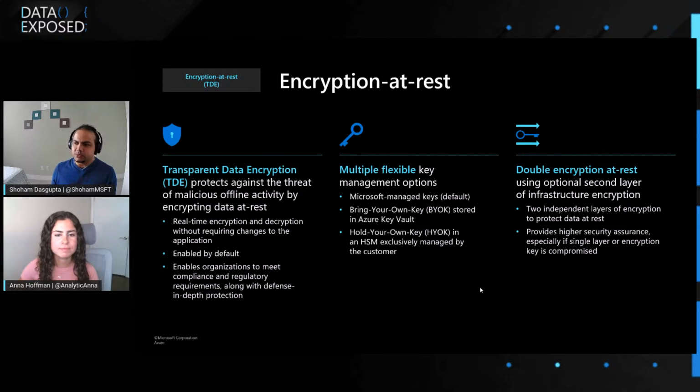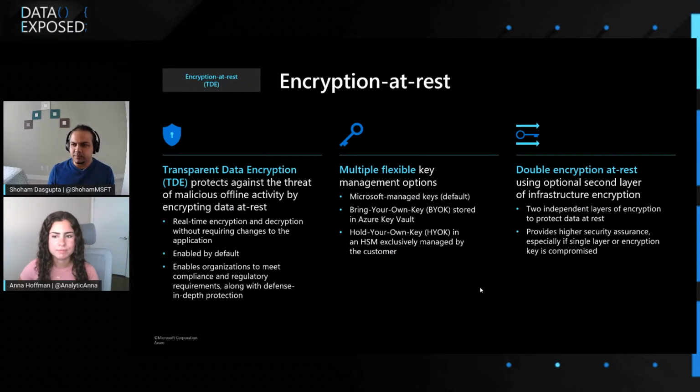Now, you would think, why do I need two independent layers of encryption? Is TDE itself not enough? While TDE itself is a very good measure, typically two layers of encryption at rest help protect against a key compromise scenario for a single layer of encryption. And it provides higher security assurance in that way.